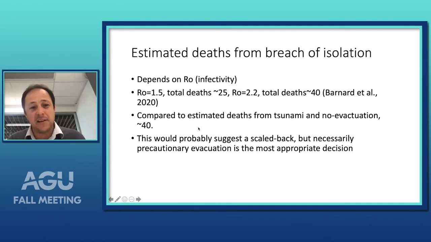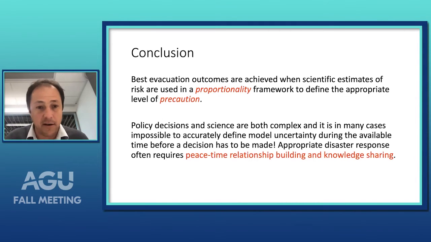But this sort of analysis allows you to say, well, yes, we need to evacuate. We've got to get people away from the coast because the impending tsunami is their most present danger. That's always the most present danger, but it might allow decision makers to scale back somehow where they apply that precautionary approach and have a smaller area of evacuation, for example.